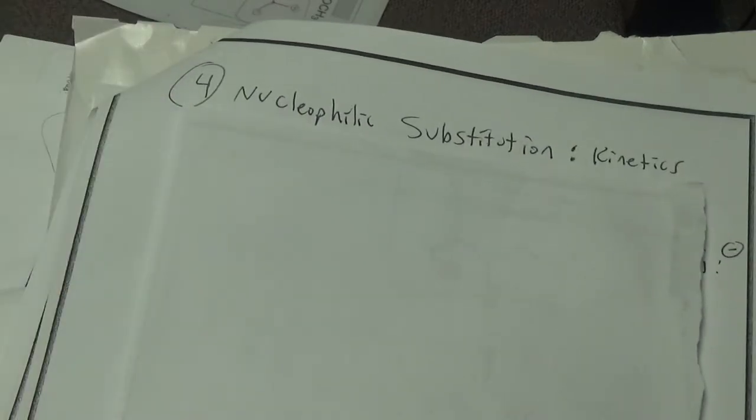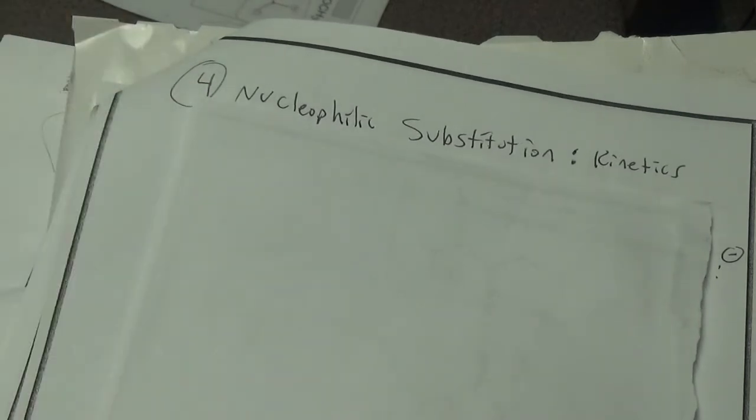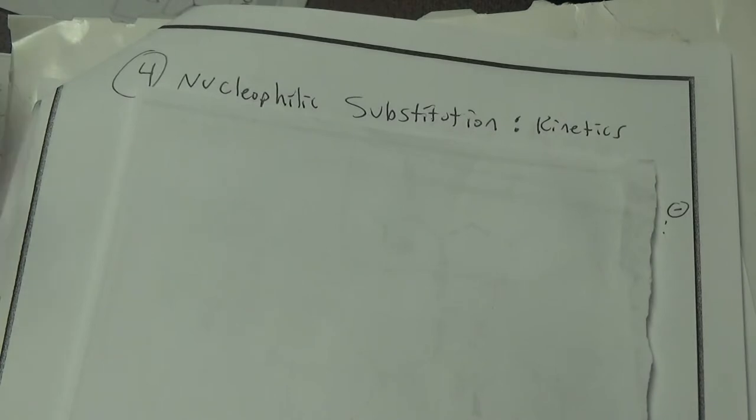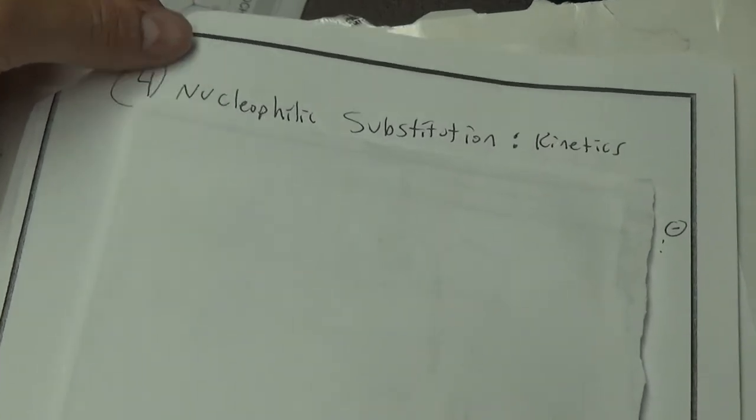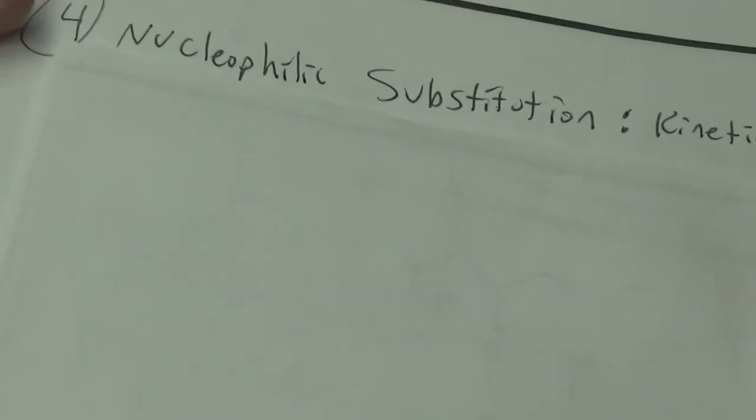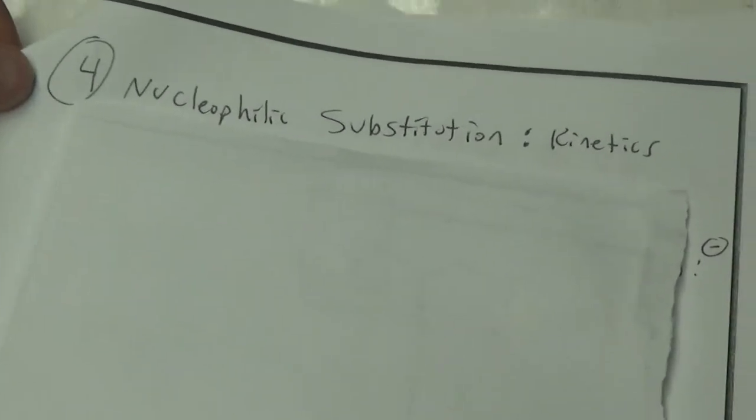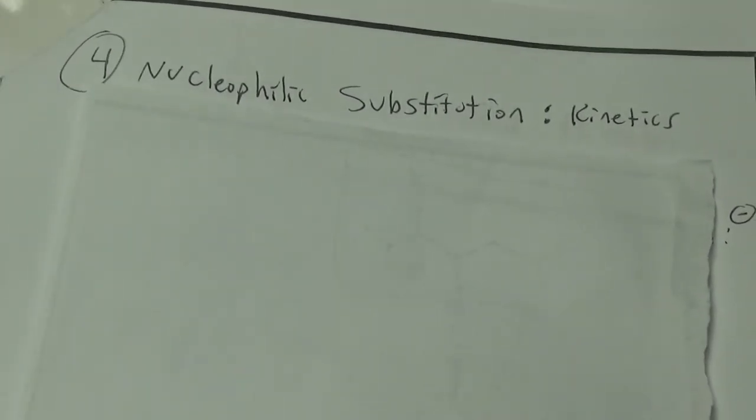Hey everybody, we're going to continue our discussion about chapter 6, and a quick review of where we were. We were on number 4, nucleophilic substitution kinetics. The main reaction we're talking about right now is the SN2 reaction, right? And we talked about that last time. Kinetics refers to the rate of the reaction.